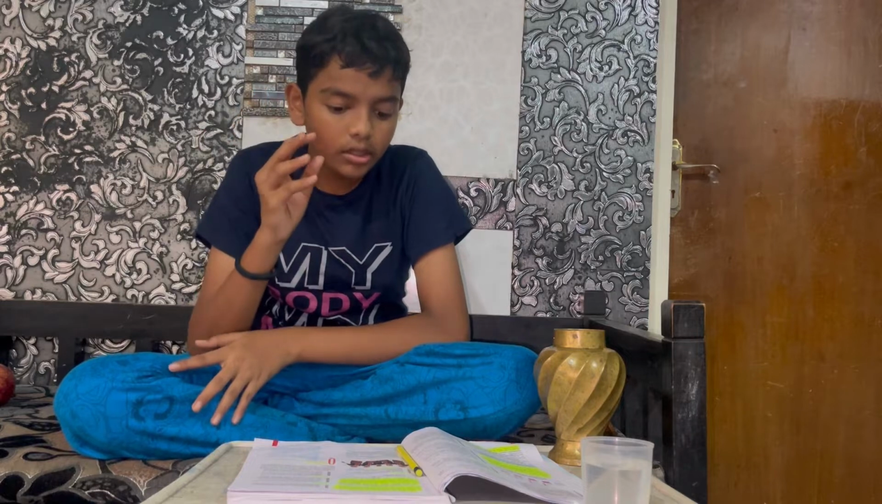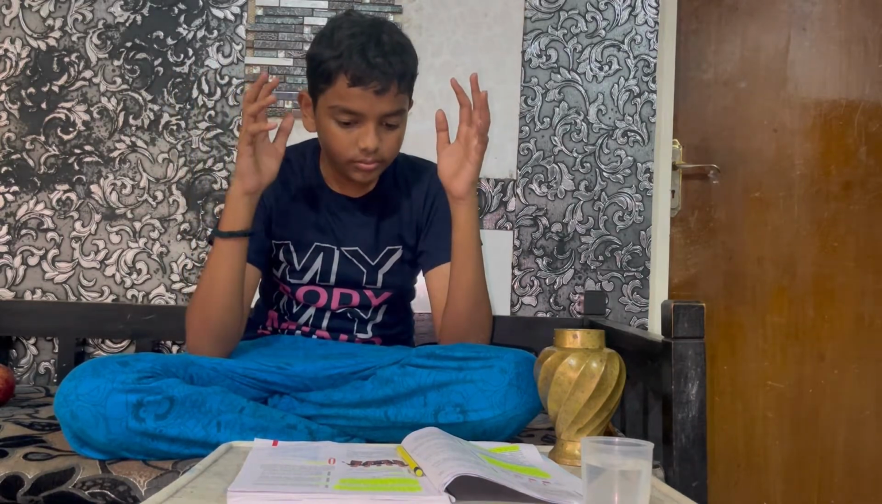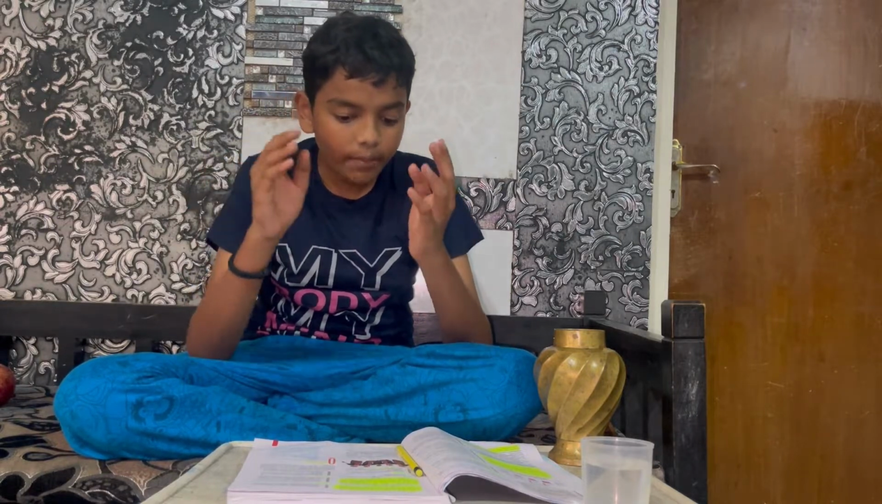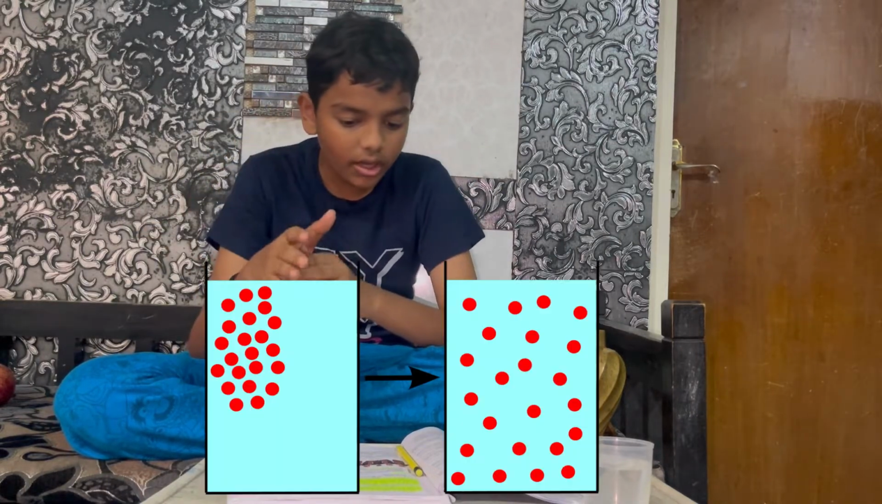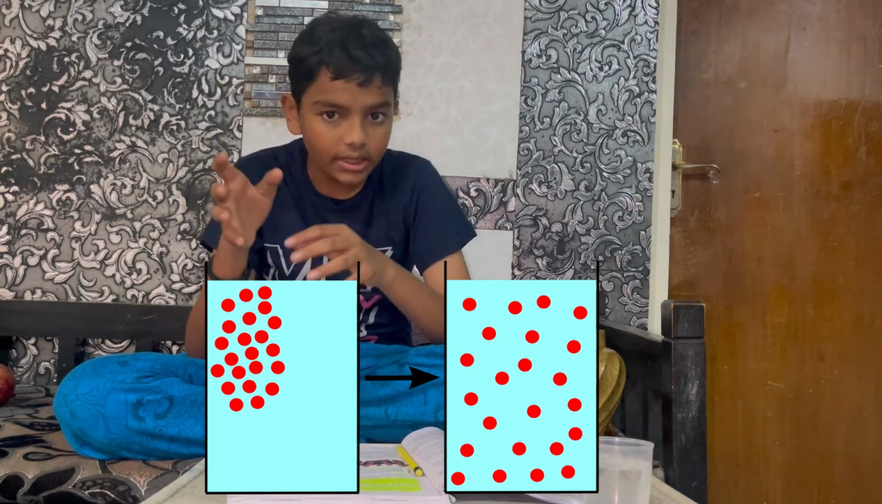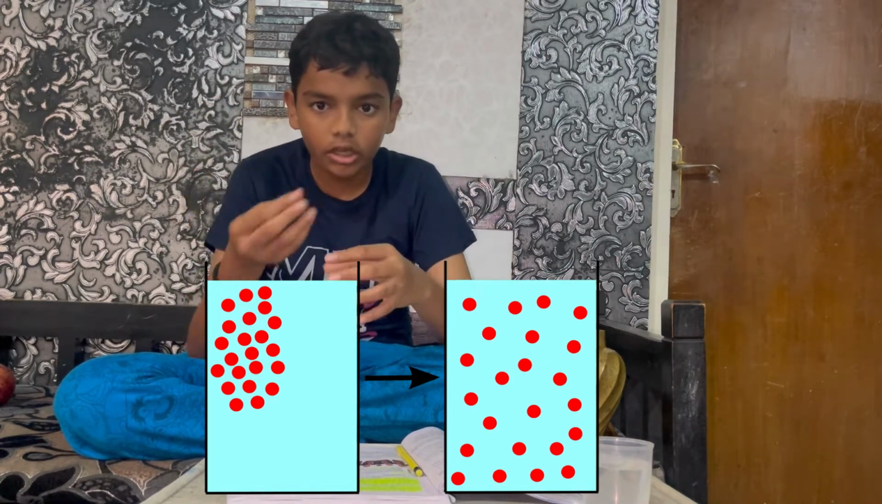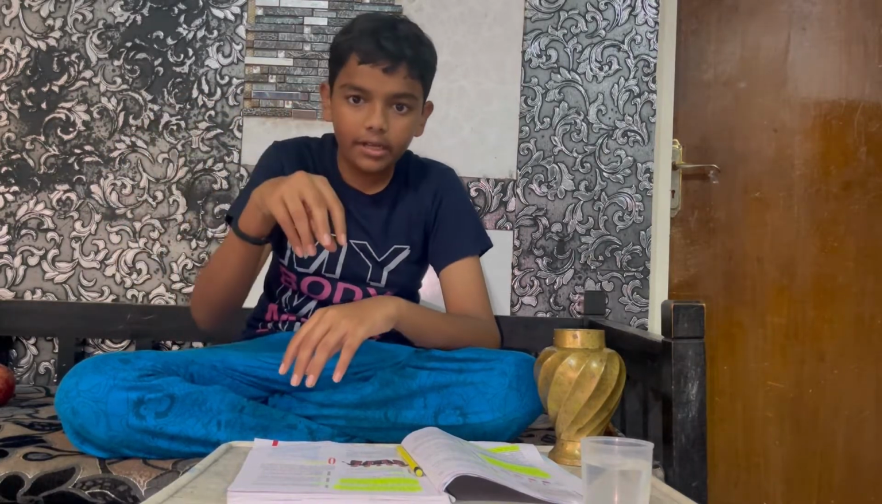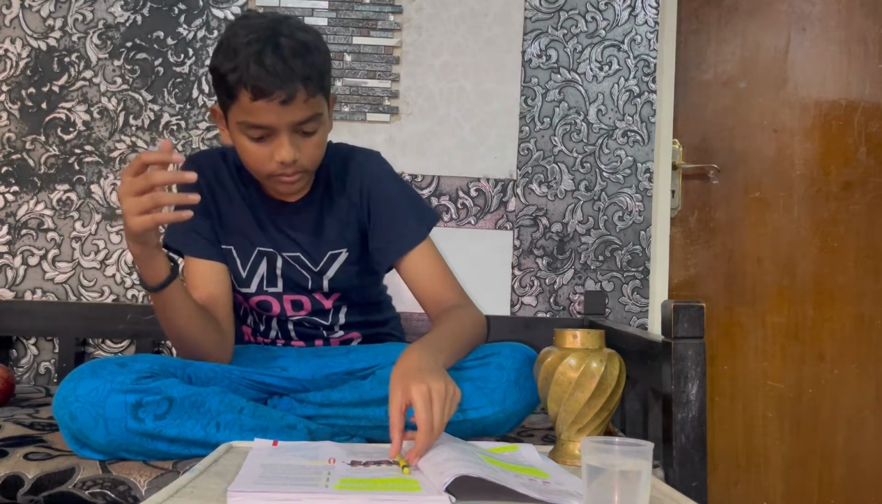Now, what is diffusion? Particles of matter intermix on their own with the particles of other matter, and that is called diffusion. As we looked at the salt or sugar which we dissolved in the water, the particles of the sugar get into the space between the particles of water. That is called diffusion, and diffusion can be of any type.